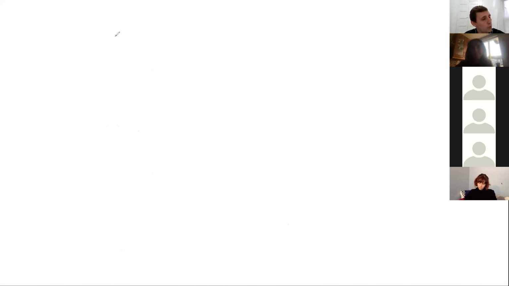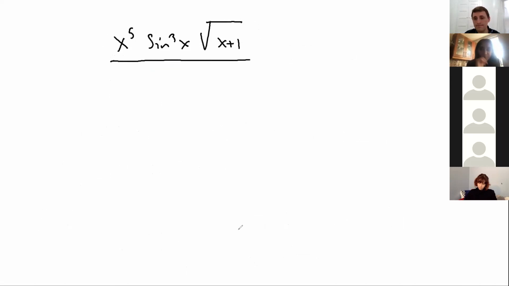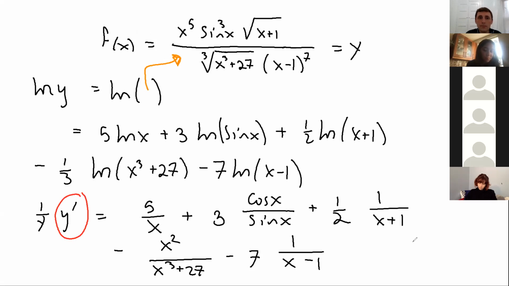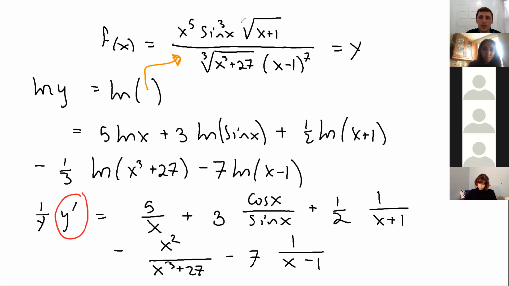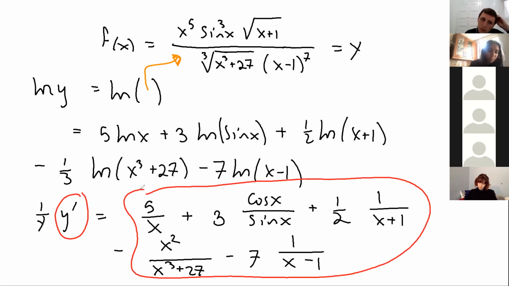It would be y, which is x to the 5 sine cubed x root of x plus 1 over cube root of x cubed plus 27 times x minus 1 to the 7, times, I don't want to write the derivative, so I'll just draw red around it. So times this. Right?